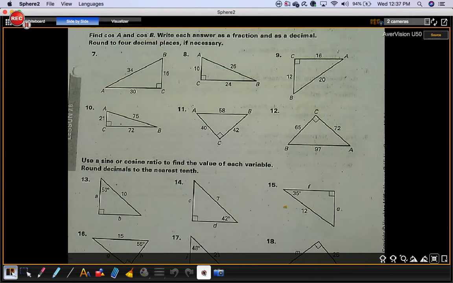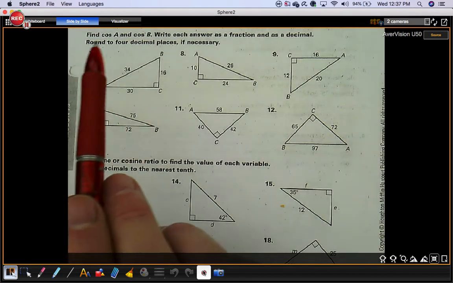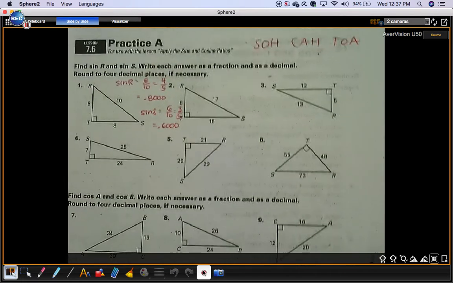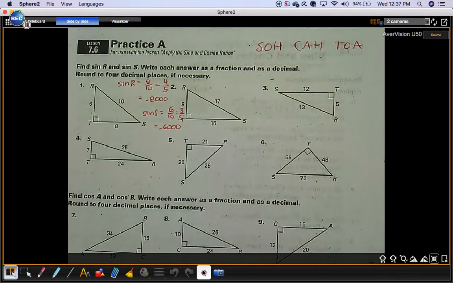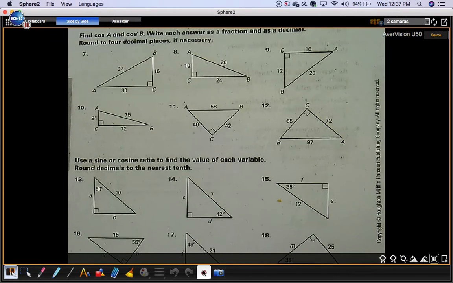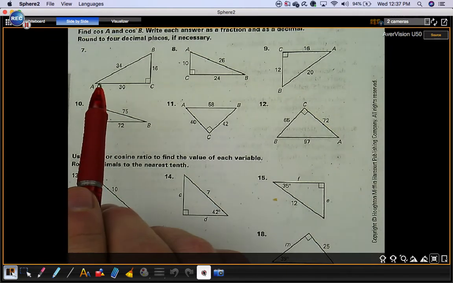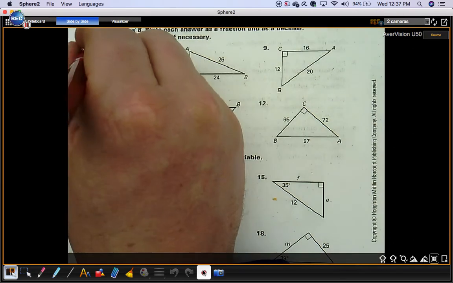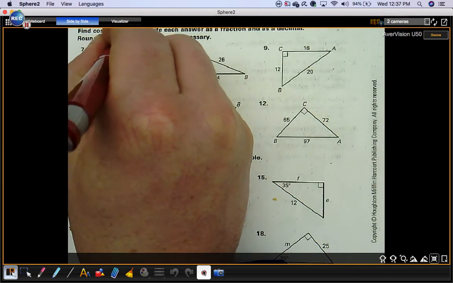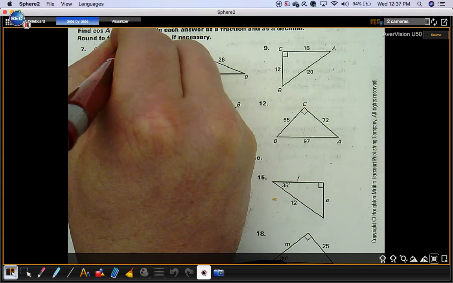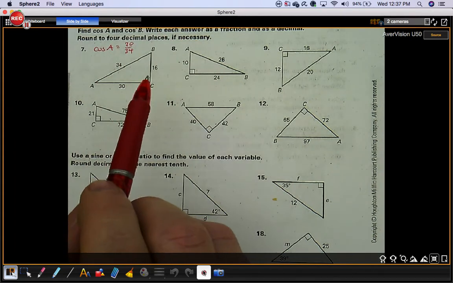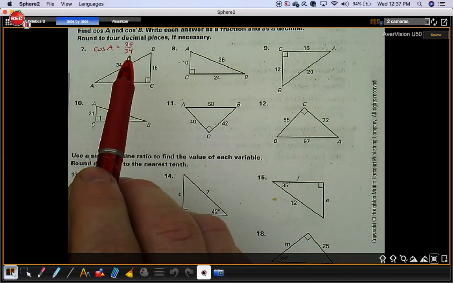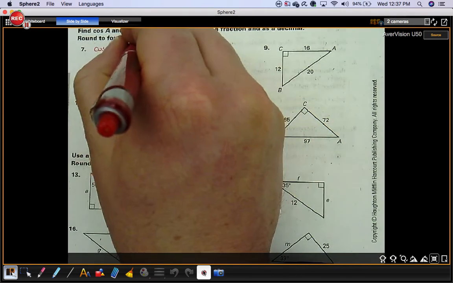7 through 12, you're doing the same exact thing except you're going to use cosine. Cosine is defined as the adjacent over the hypotenuse. So if we want the cosine of angle A, you need the adjacent leg divided by the hypotenuse. So that's what you end up with there. Now when you reduce that, you get 15/17.